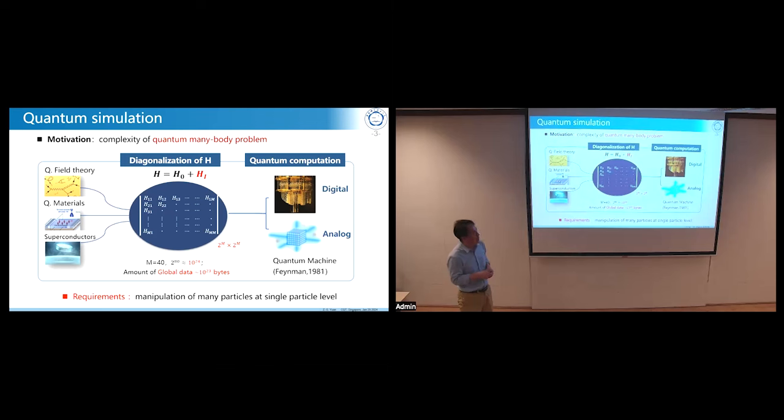It could be a digital quantum computer like superconducting circuits, or we can build an artificial crystal, like we trap the atoms with light. Then we model a Hamiltonian with similar structure, and we just study this one. We call this an analog computer. This is a quantum simulator. With that, we have to manipulate many particles at the single-particle level. This is a very stringent requirement.